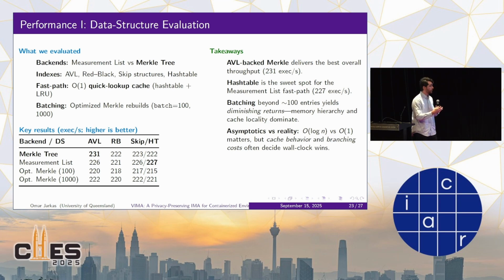So these are some of the evaluations that we did, and this is basically evaluating the performance of the Merkle tree and the different optimizations that we did in the caching. We did a lot of things such as batching and pruning, and a lot of different caching techniques to make the process as good as the original Linux integrity measurement architecture measurement list.